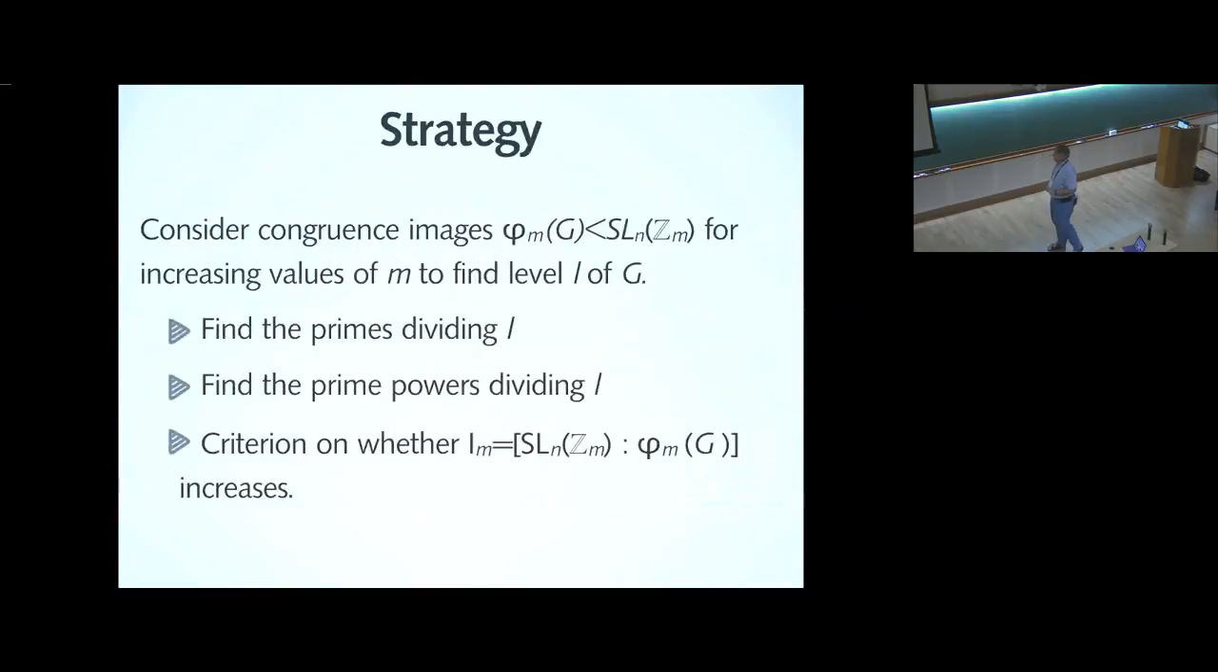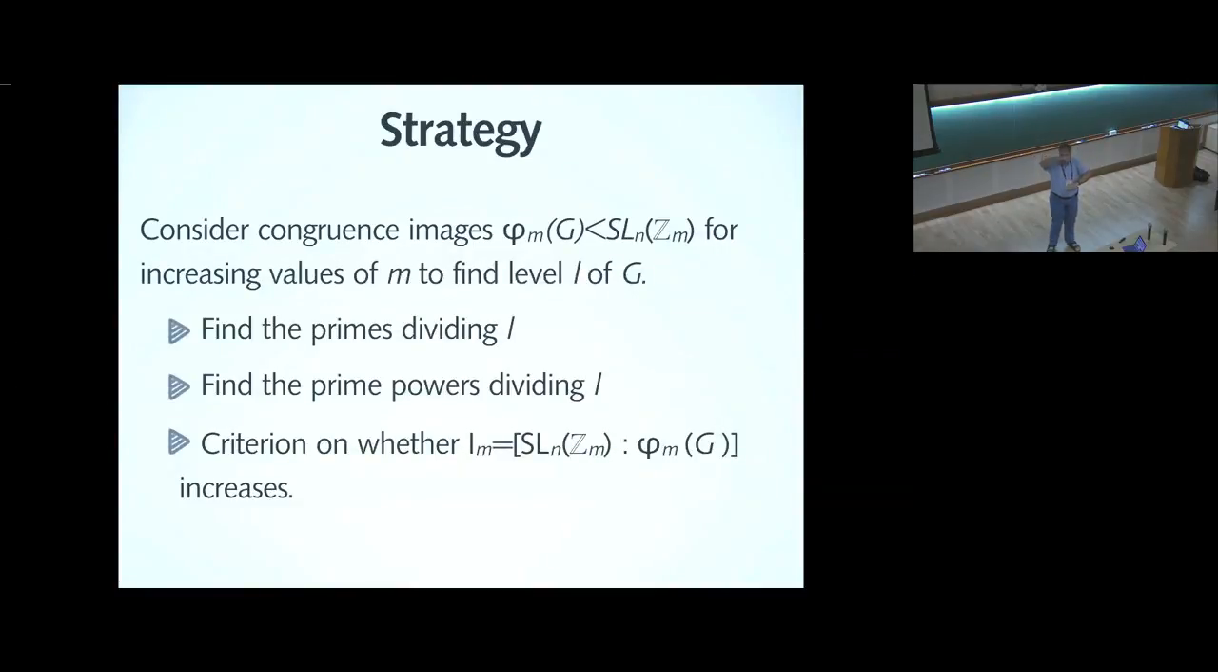What's the strategy? Well, I will look at the congruence images for increasing values of M to find the level, and I will do so by first finding the primes which divide the level. Then I will find for each prime the prime power dividing the level. And for that, I need a property which is basically based on the fact whether this index in a congruence image increases. So the basic idea is I look at the image, say, modulo 2, modulo 4, modulo 8.